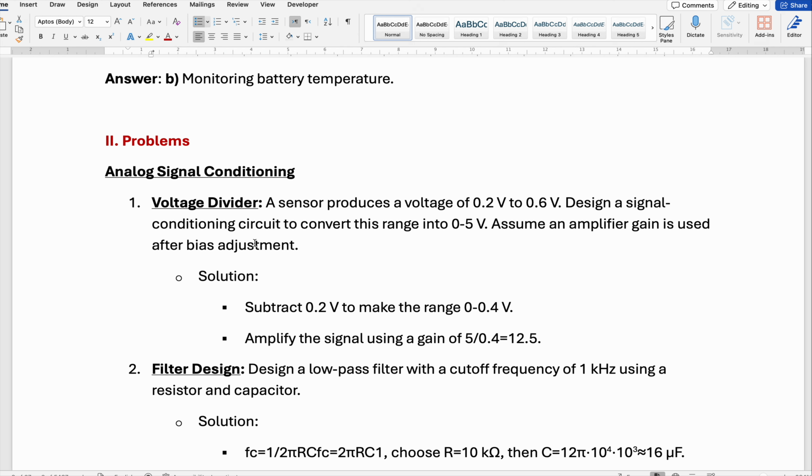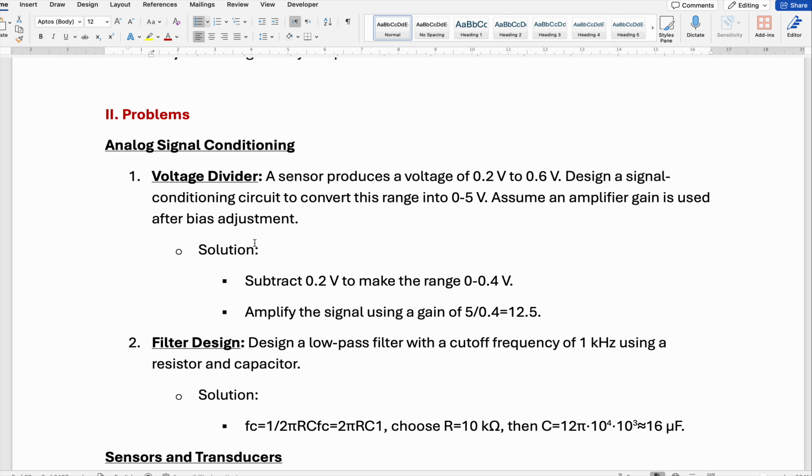Analog signal conditioning. So now that was the first part, which has to do with the multiple choice questions. So I hope that was clear. And let me stop the video here and we'll continue with the problems in the second video.